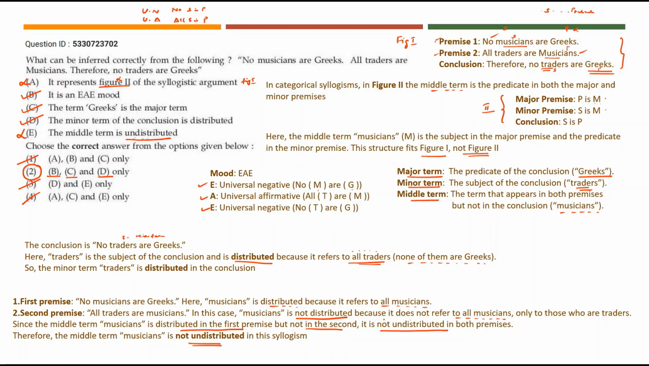So, in this question, what are the things we learnt? We learnt how to get premises and conclusion from a particular statement. Then we found which is the major term, minor term and the middle term. We learnt about figure 2 structure and figure 1 structure in categorical syllogism. We learnt about universal negative and universal affirmative mood. Along with that, we also understood what is distributed and what is undistributed. You have these many learnings in this particular question. Kindly use it in your preparation.